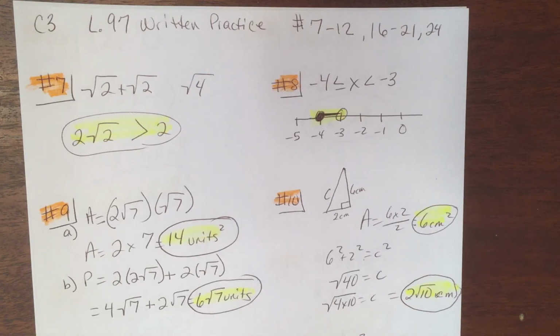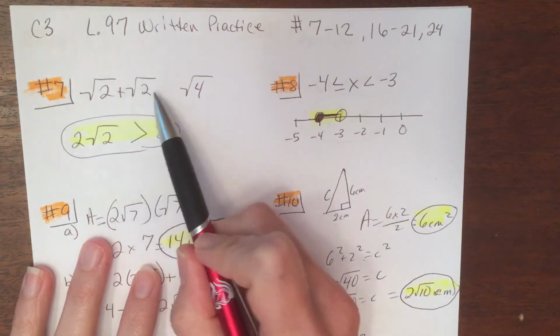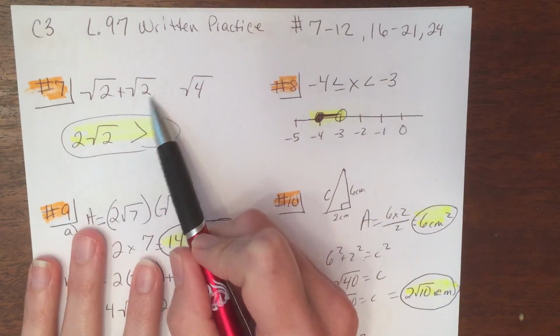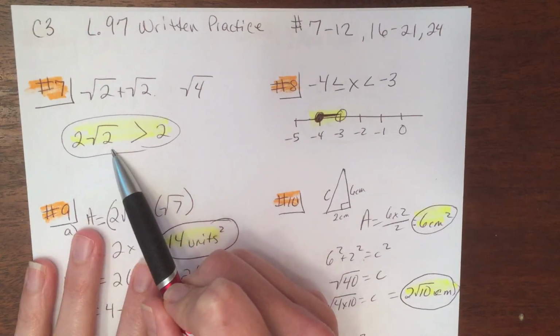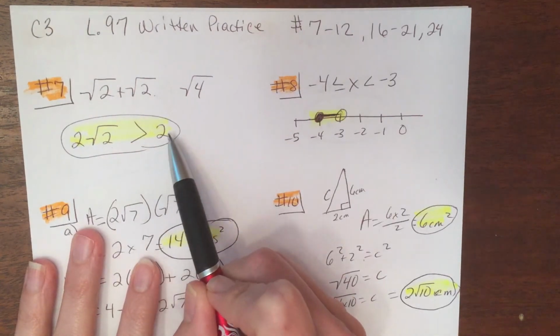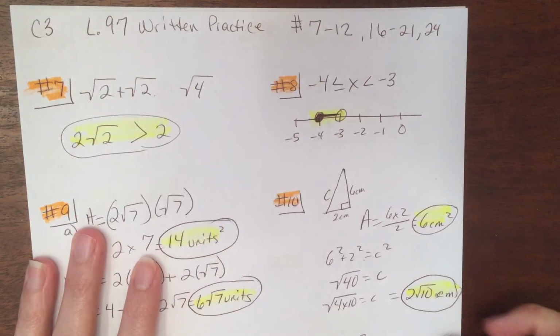So we started with number 7, where we had to do a comparison. Radical 2 plus radical 2, we had to compare that to radical 4. Radical 2 plus radical 2 combines to give us 2 radical 2. So 2 times the square root of 2 is bigger than 2. So this should have been your comparison symbol.